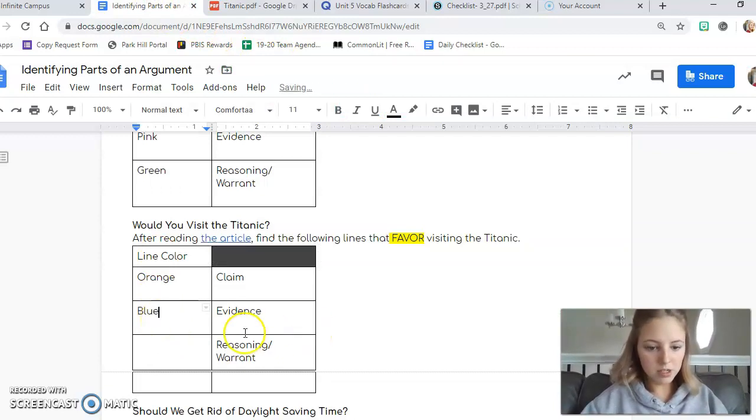So we can go back to our worksheet. Next to evidence, we'll write blue. Next to warrant, we will write purple. Okay, and that's all you've got to do.